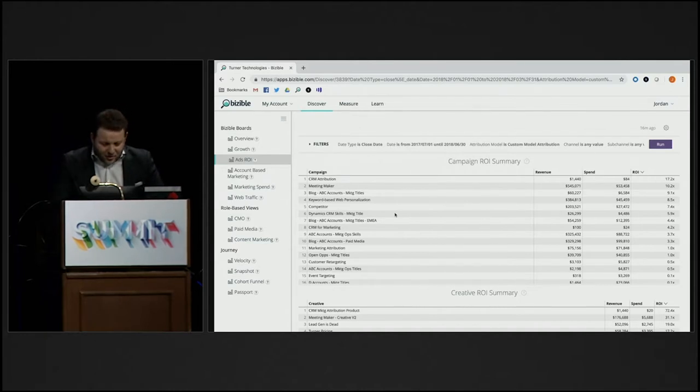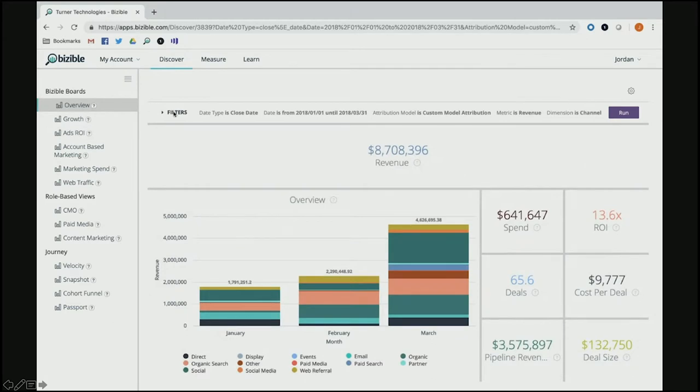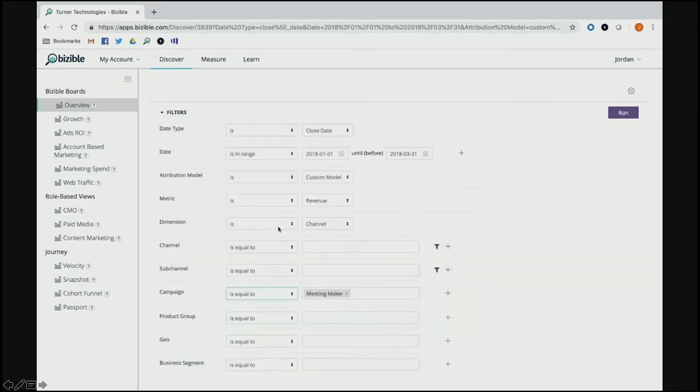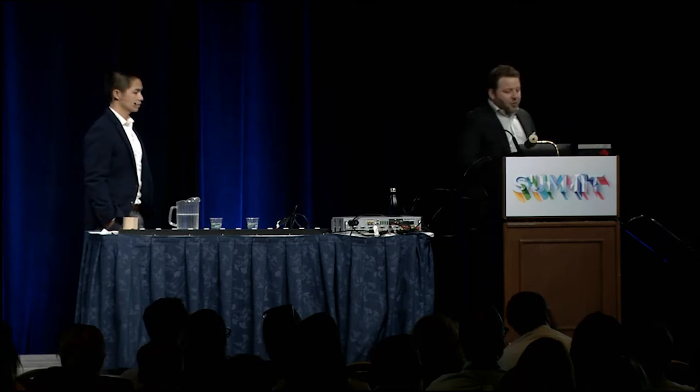So the last thing I want to do here is actually come back and look directly at that meeting maker campaign. So I'm going to jump into the filters. I'm going to filter down to just this meeting maker campaign. And it's a multi-channel campaign. So we see it had an email component, it had a direct mail component, and it had a paid social component. But what really proved most effective here was that email component. So when I'm thinking about how I want to allocate resources, what I should put more dollars and more effort into, it's probably email.